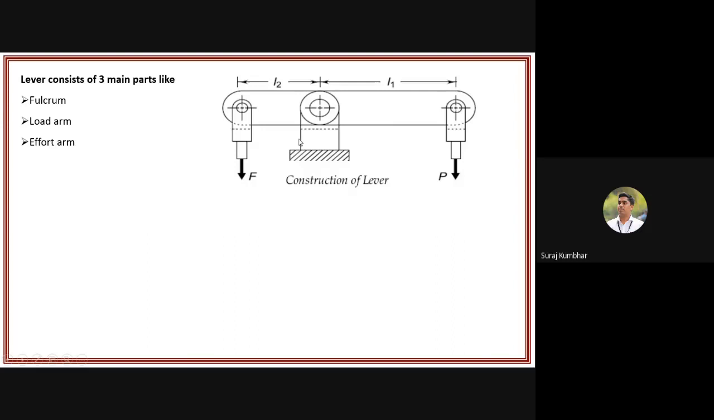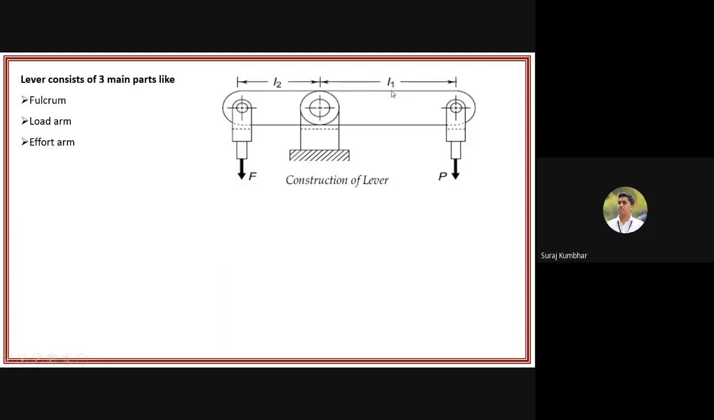Now there are L1 and L2. What is L1 and what is L2? At the middle it is a fixed point, which is the fulcrum. At the right hand side in a downward direction, P denotes effort, and at the left hand side F denotes load. Effort, load, and the fulcrum are the three main basic parts of the lever. These are also the three forces acting in a downward direction, and there will be a reaction force at the fulcrum, which we will see later. So F is the load and P is the effort.